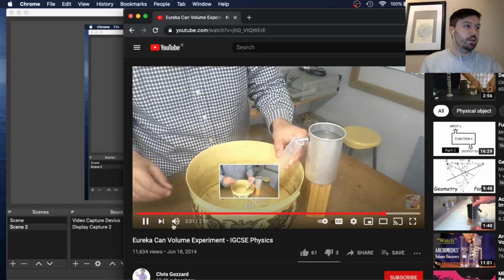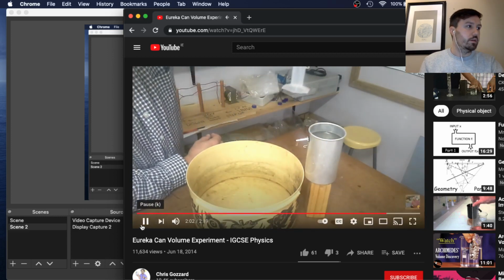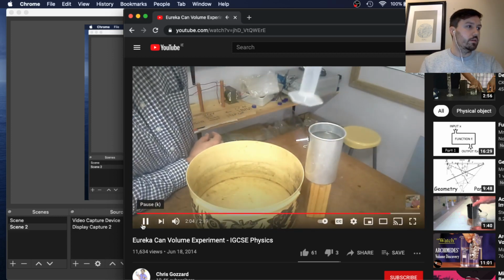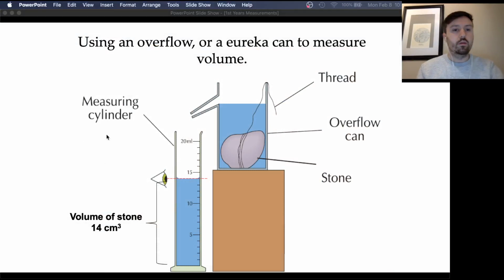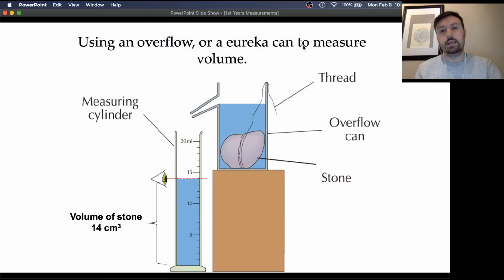I'm going to skip near the end. Notice there are drops, but roughly, notice now there's water in the graduated cylinder there, okay? And that is exactly how much space that mass object he dropped in there takes up, okay? So that's using an overflow can or a Eureka can, whichever one. It has two names, okay?